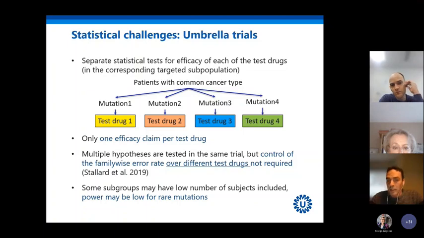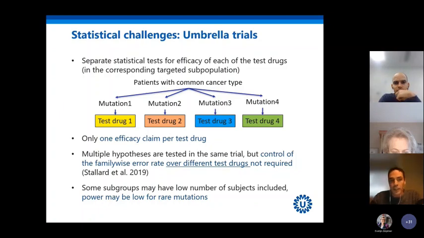Here I think it's acceptable to not control the family-wise type 1 error over the whole umbrella trial, but you could stick to controlling it within the specific test drug. So, of course, if you do interim analyses for the test drug, then you need to make sure that your type 1 error is controlled for that test drug, but you do not need to control the type 1 error over the whole umbrella trial.